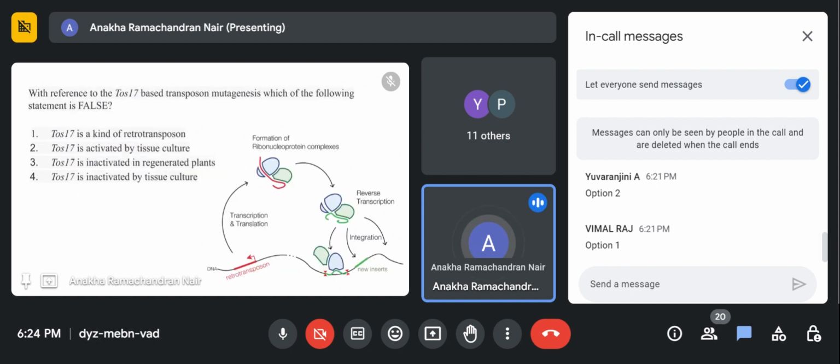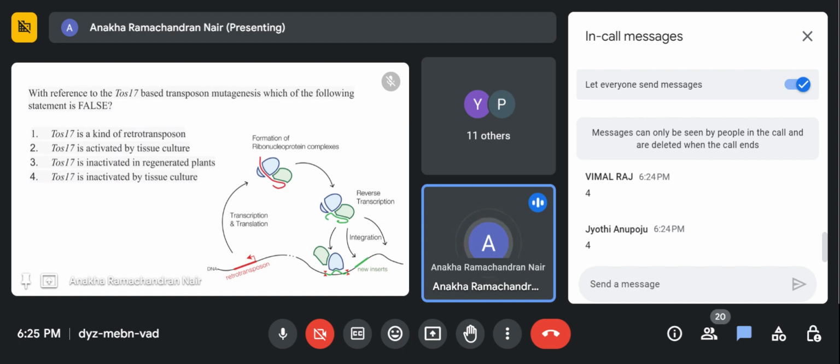With reference to the TOS17 based transposon mutagenesis, which of the following statements is false? Okay. So the options are: TOS17 is a kind of retrotransposon, TOS17 is activated by tissue culture, TOS17 is inactivated in regenerated plants, and TOS17 is inactivated by tissue culture. So what is false in this? All right. So a lot of you are saying the answer is 4. And yes, the answer is in fact 4.